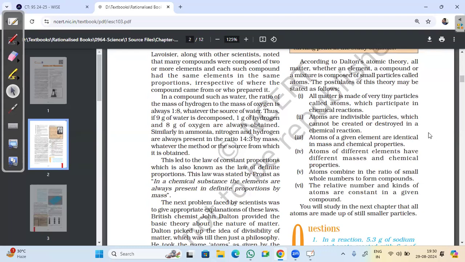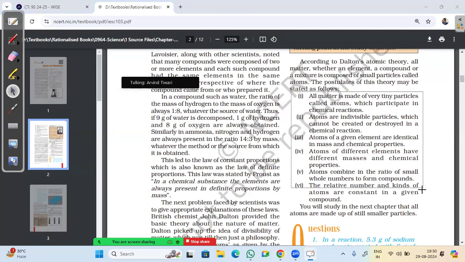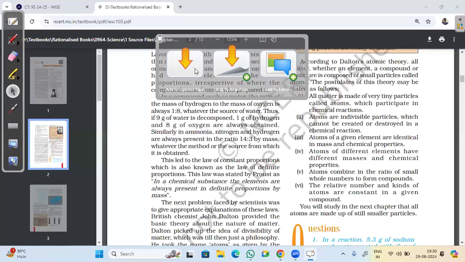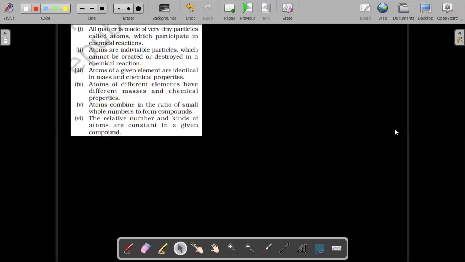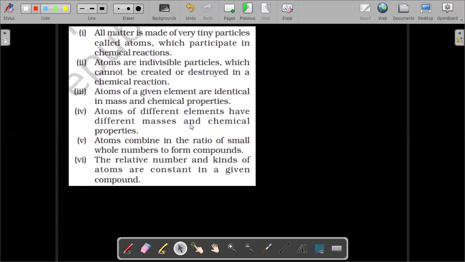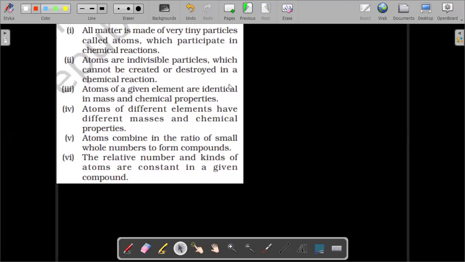The first postulate states that all matter is made up of very tiny particles called atoms, which participate in a chemical reaction. So in any chemical reaction, it is the atoms which participate, and they give rise to the formation of new substances, which we call compounds. All matter is made up of very, very tiny particles called atoms, which participate in chemical reactions.